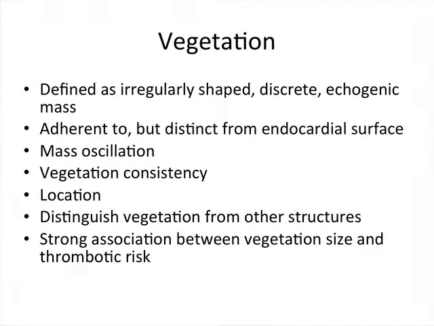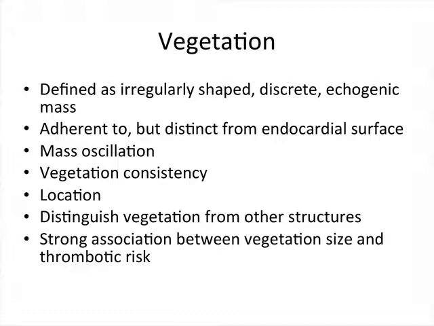Vegetations are described as irregularly shaped, discrete, and echogenic masses which are adherent to, yet distinct from other native endocardial surfaces. Mass oscillation refers to the high-frequency motion of the vegetation that is separate from that of other intrinsic cardiac structures. Vegetations may appear to have echodense and echolucent areas within them.